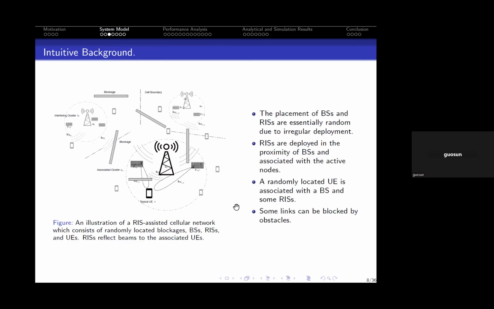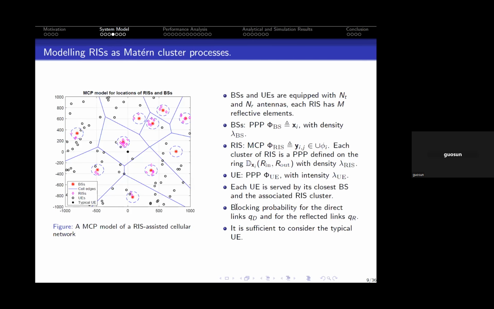Then the users are also randomly located. Otherwise, it violates the rule of mobile user. And in practice, some links can be blocked by buildings, trees, some blockers. Here we consider a very naive blocking model to say some links are blocked, some are not, with some probability. Okay, put it formally. Here the model is like this.